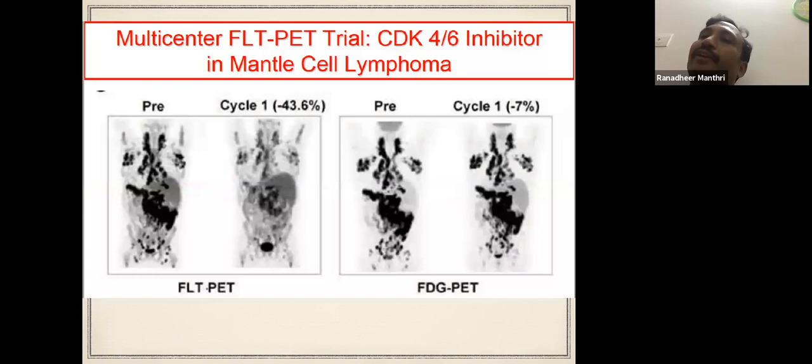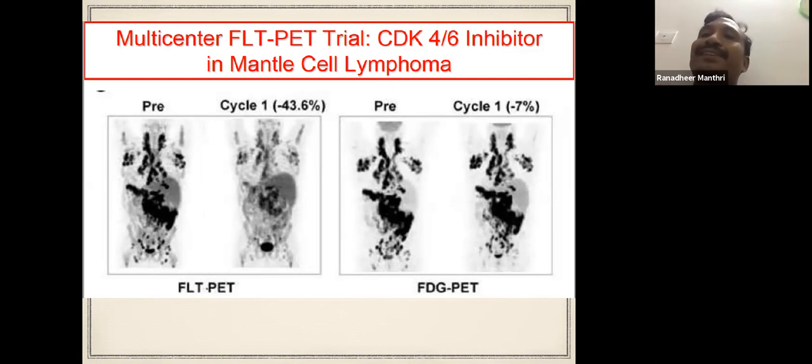Multicenter FLT PET trial, CDK4/5/6 inhibitor in mantle cell lymphoma. FLT PET is showing a 43% reduction in unlimited replication potential after cycle 1, whereas the metabolism did not change after cycle 1, only a 7% decrease. That is because there is associated inflammation also. With FDG you are imaging not only tumor but also inflammation. But with FLT you are imaging only tumor.